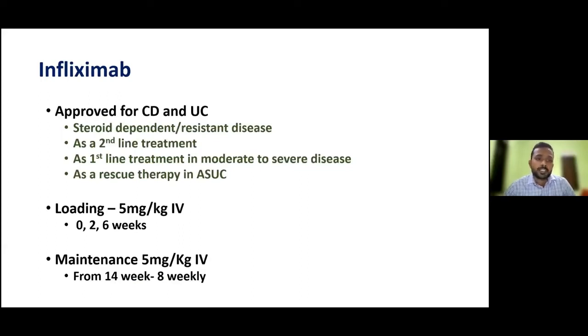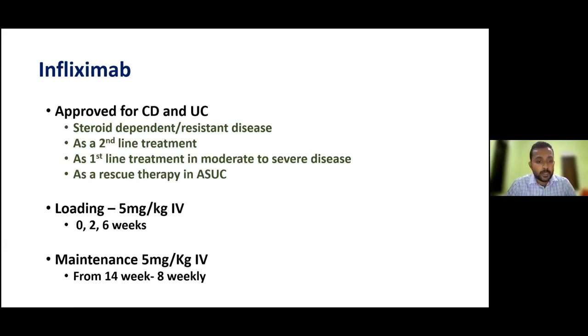Infliximab is a chimeric antibody. It means it is derived from both human and mouse DNA. So it has a relatively high immunogenicity. Therefore, if we use infliximab, it is best to combine it with an immunomodulator. Infliximab is approved for both Crohn's disease and ulcerative colitis. We can use it in steroid-dependent or resistant disease, and as a second-line treatment when conventional medicine fails, or as first-line treatment in moderate to severe disease, and also as a rescue therapy in acute severe ulcerative colitis.